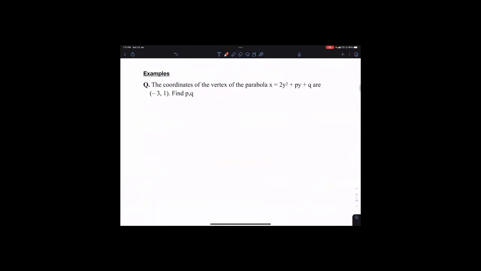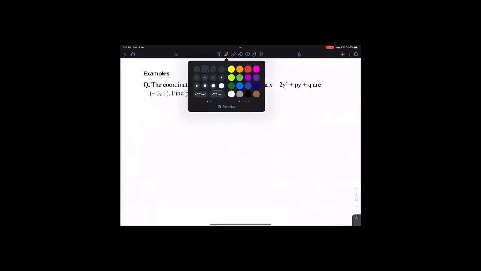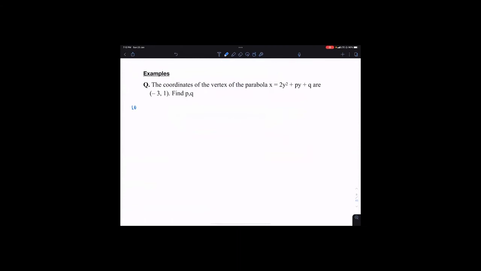Then we'll proceed to tangents. Now, you see this one. First question: the coordinates of the vertex of this parabola are minus 3 comma 1. Simple. If the parabola is given like this, a is positive, so it is opening right side. So what will be the coordinates of the vertex? The y coordinate is minus b by 2a, correct? That is the formula we have seen. That is minus p by 2 times 2, which is minus p by 4.